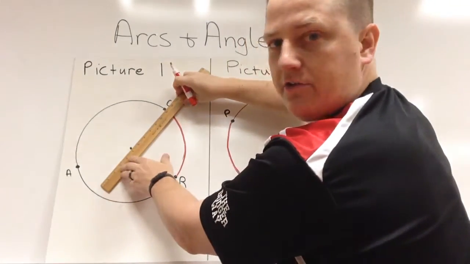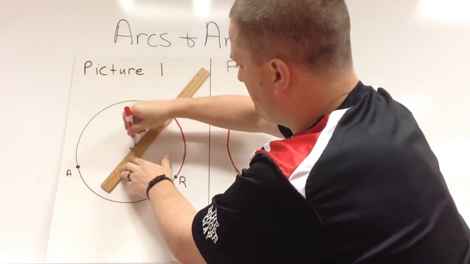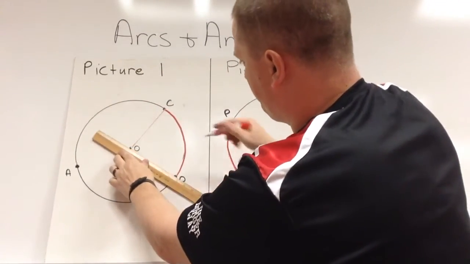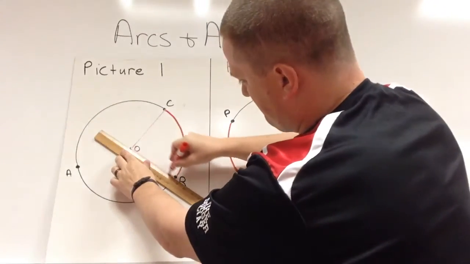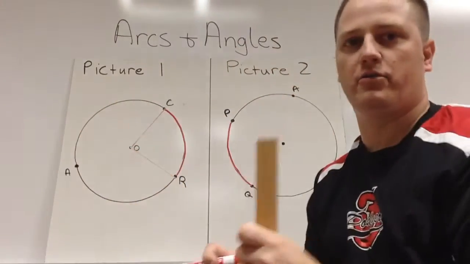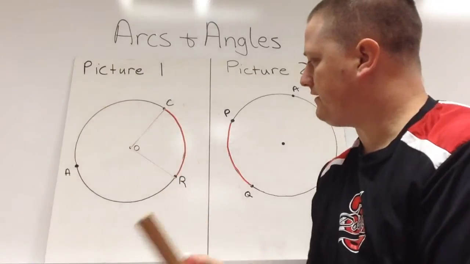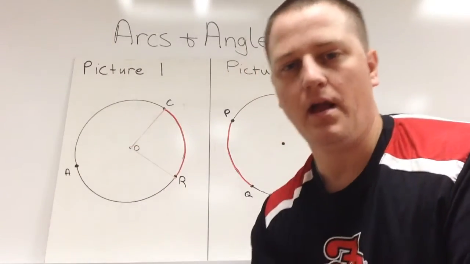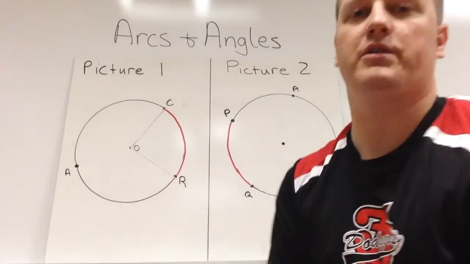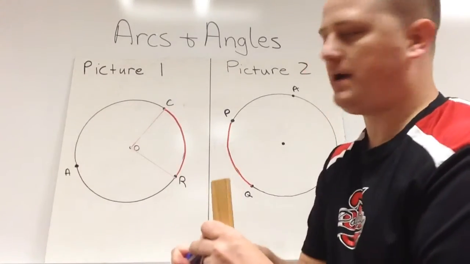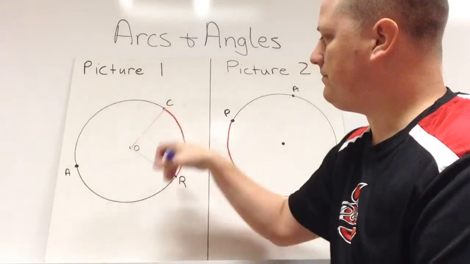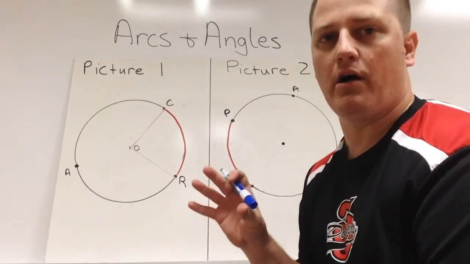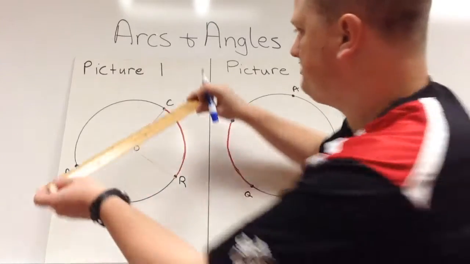Central angles always go to the center point. Okay, so we're just going to draw the segments from the center point to each endpoint. The next thing that we want to draw is what's called the inscribed angle. An inscribed angle is from the 2 arc points to a point somewhere else on the circle.